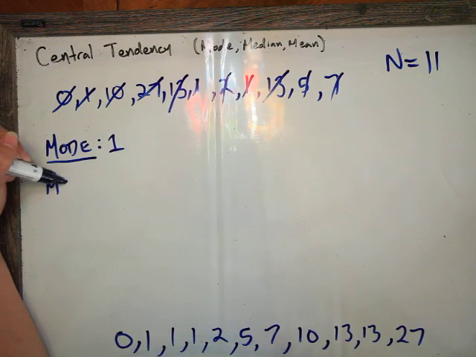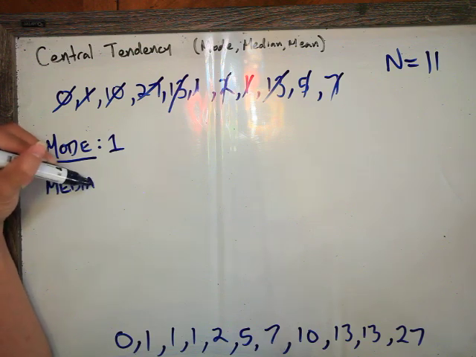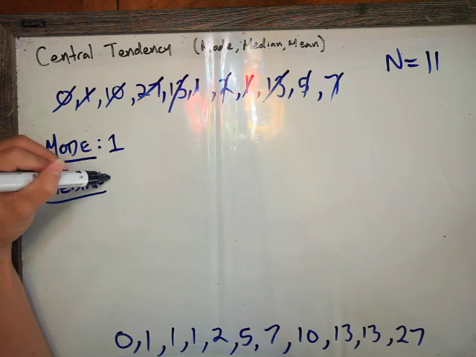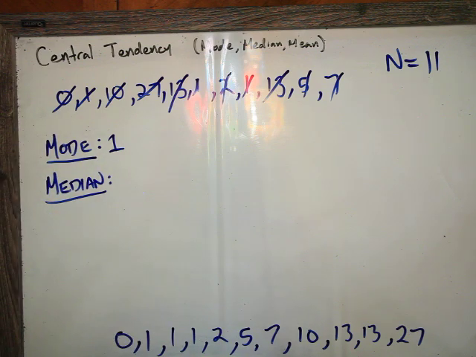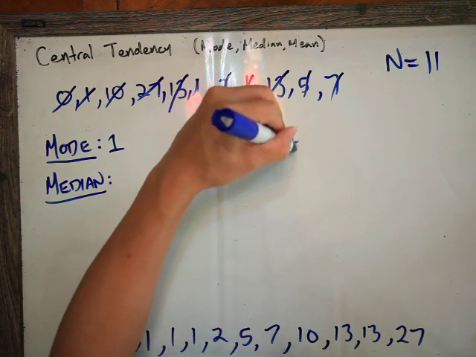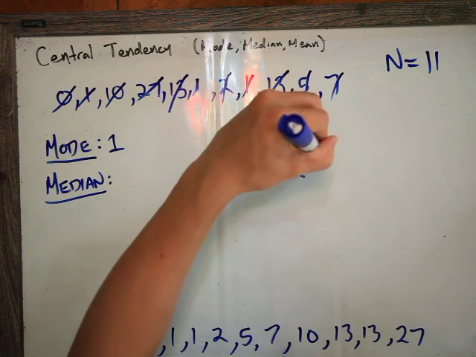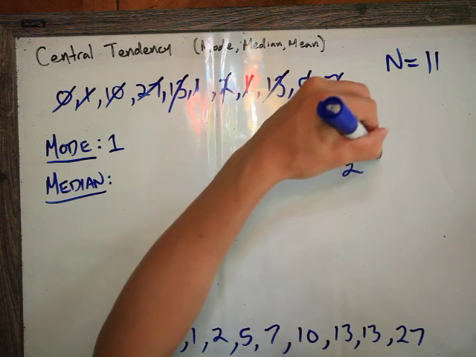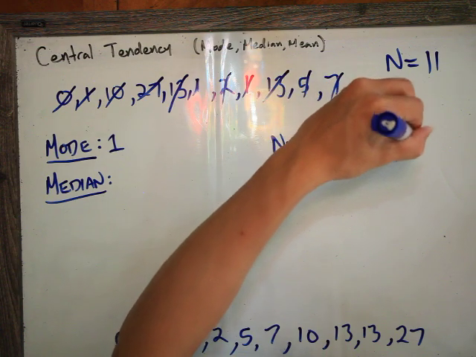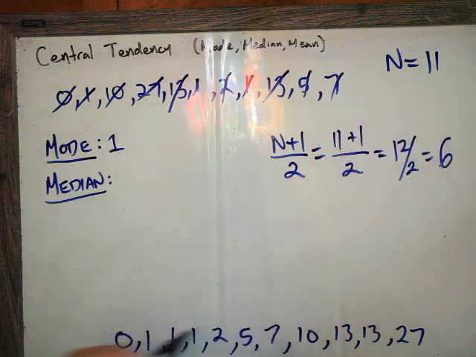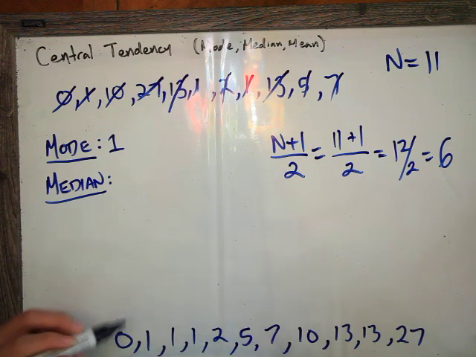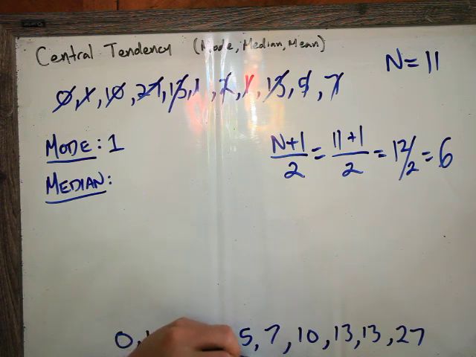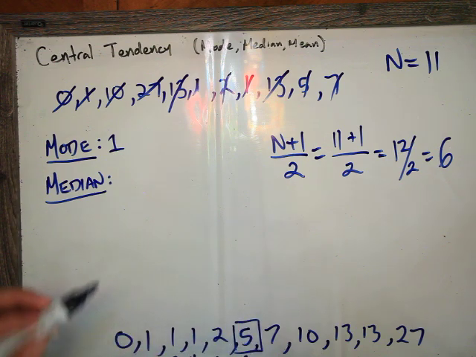Next, we're going to do the median. The median is the number that happens in the middle. Remember our formula, n plus 1 divided by 2. So that's 11, remember we have 11 numbers, plus 1 divided by 2, that is 12 divided by 2 equals 6. So our median value is the one that is in the 6th position. So let's do 1, 2, 3, 4, 5, 6. So this is our median.